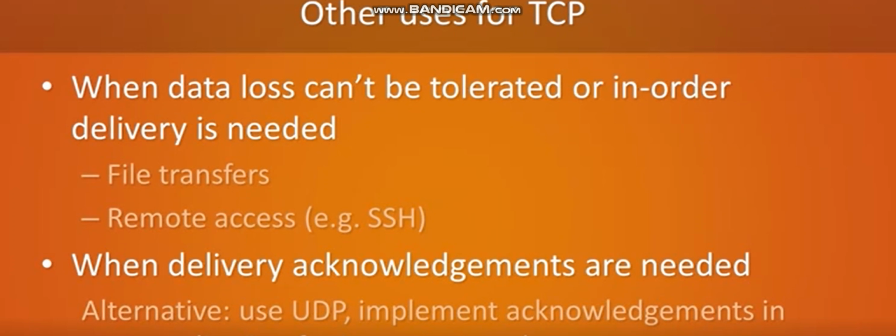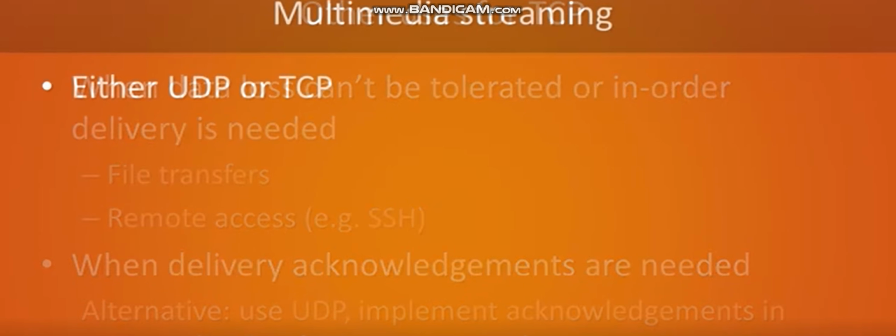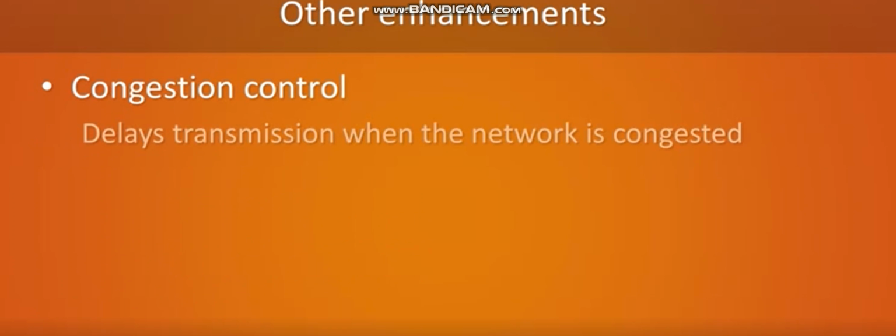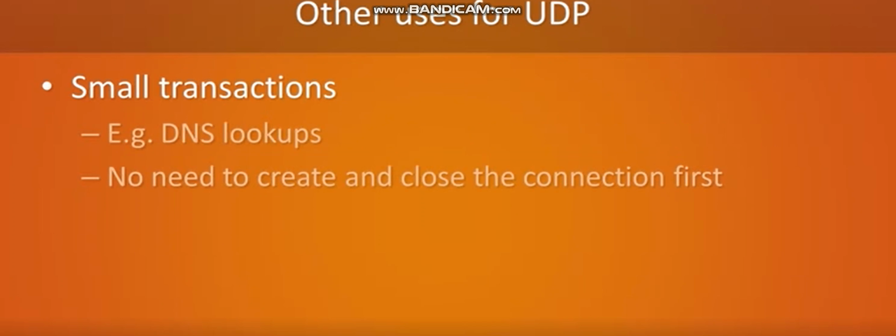But when you are using UDP, it is also possible. You just need to have some sort of second layer to make sure that every piece of data has arrived. So for multimedia streaming, either UDP or TCP will be okay. Why choose UDP? Because less overhead means less bandwidth is taken, and less delay, which is desirable. Most likely data loss will never happen in this situation.